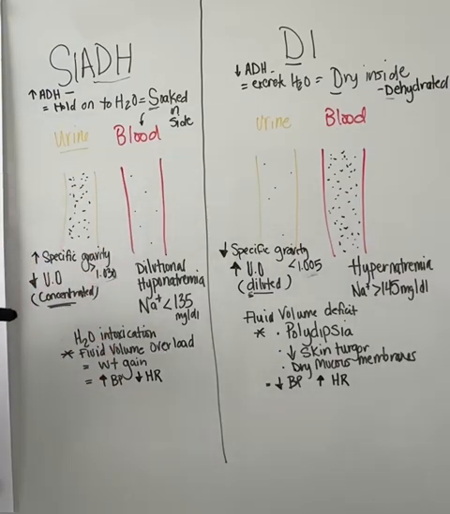Now, on the opposite side of your urine, what you're going to find with SIADH is you're going to have a low urine output. When you have a low urine output, you're very concentrated with a lot of particles here. That's why you're going to have a high specific gravity. So greater than 1.030 is going to be your specific gravity, and you're going to see that in your urine here. It's going to be very concentrated.